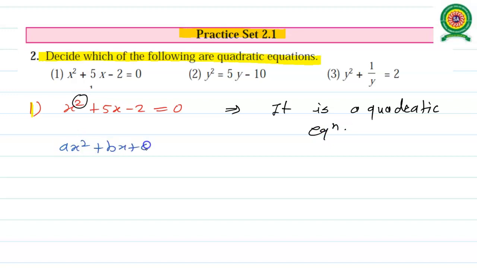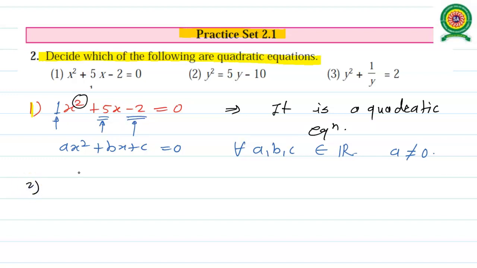Or you may compare it with the general form of a quadratic equation, ax² + bx + c = 0, for all a, b, c belonging to the set of real numbers, with one more condition that a is never equal to 0. The coefficient of x² is not given, meaning we have a 1. So a is 1, b is 5 and c is minus 2. So it is a quadratic equation in x.